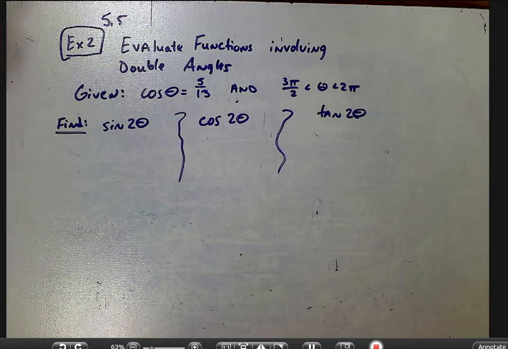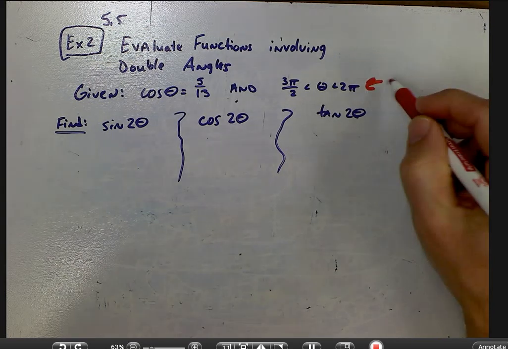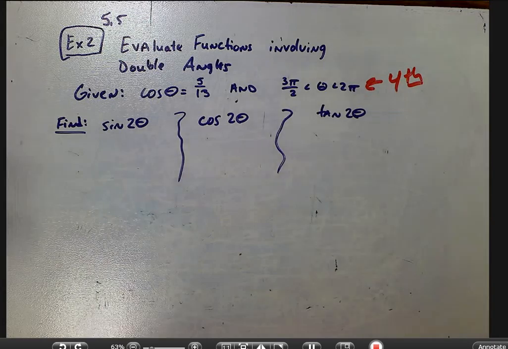Okay, here we go with example 2 and 5.5. It talks about evaluating functions involving double angles. You're given that the cosine is 5/13 and you're told that theta is between 3 pi over 2 and 2 pi. So this information tells me this is a fourth quadrant angle. And I have to find the sine of 2 theta, the cosine of 2 theta, and the tangent of 2 theta.